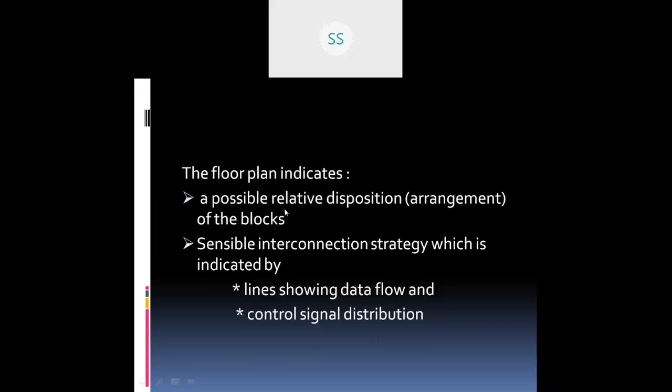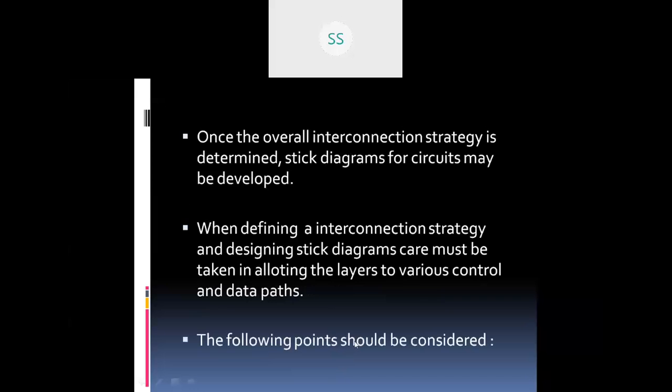The first one is the relative disposition of the blocks. Disposition means arrangement of the blocks. So in order to perform a particular ALU operation, what are the blocks involved and how are the blocks arranged. The second one is what interconnection strategy is used. This interconnection is revealed by drawing the lines which show the data flow as well as the distribution of the control signals. So this much information is given by the tentative floor plan for a 4-bit data path.